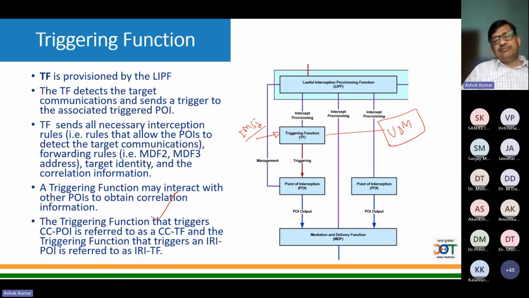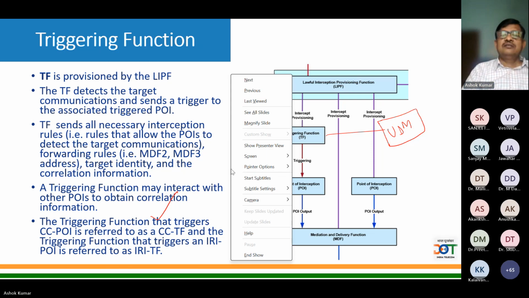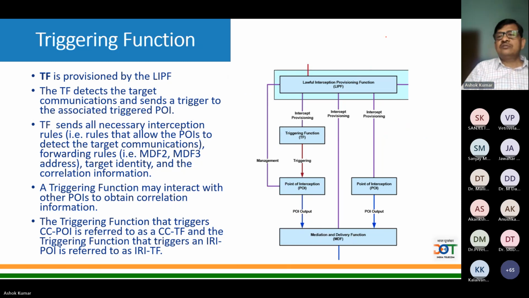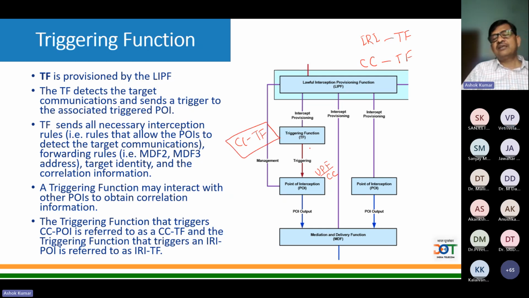So there can be two types of triggering functions. Suppose you have TF, so two types of TF. One TF handles IRI, intercept related information, so we call it IRI TF, and we can also have CCTF. In my example, when I was saying the point of interception is UPF, UPF will generally provide call content. In that case, this TF I can call a CCTF, call content triggering function. Similarly, there can be a TF which is triggering a point of interception for IRI.